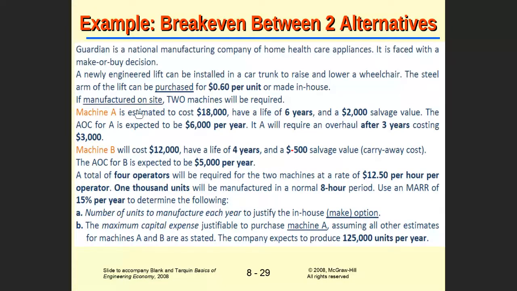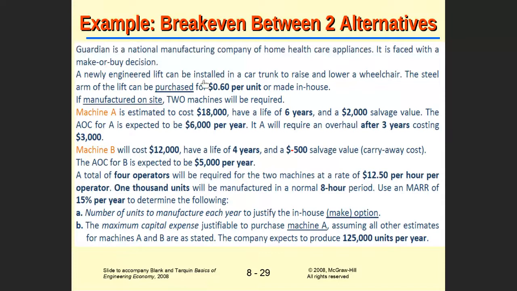If manufactured on site, two machines will be required. So if they are going to manufacture those, two machines will be required, and the information for those two machines is given in machine A and machine B. So either they purchase or they make those in-house using those two machines.